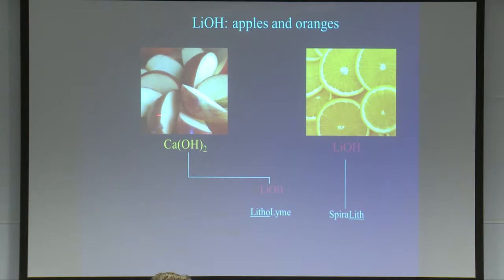I want to point out something here. You see lithium hydroxide here and lithium hydroxide here. These are apples and oranges. You can't compare them. The lithium hydroxide here in the litho-lime product is actually a replacement for the sodium hydroxide, and it accelerates, it's a catalyst, it accelerates the interaction between CO2 and the calcium hydroxide. In this product, the lithium hydroxide is the primary CO2 absorbent, the spiralite. So two different animals altogether.